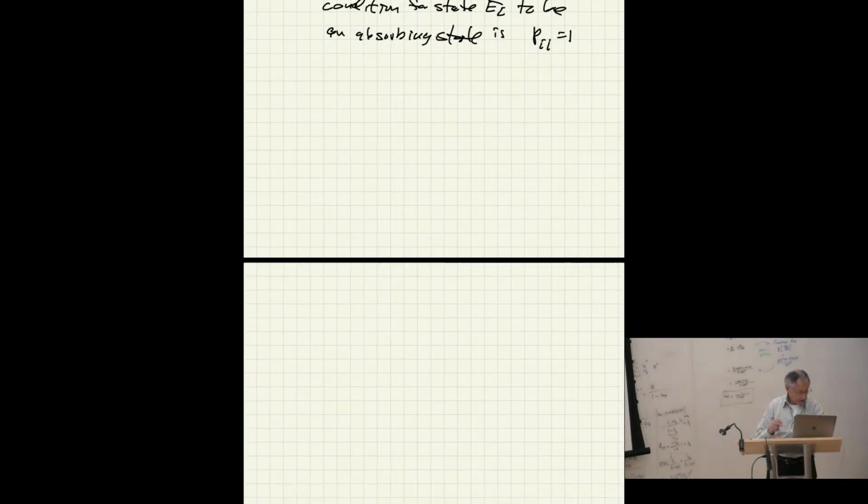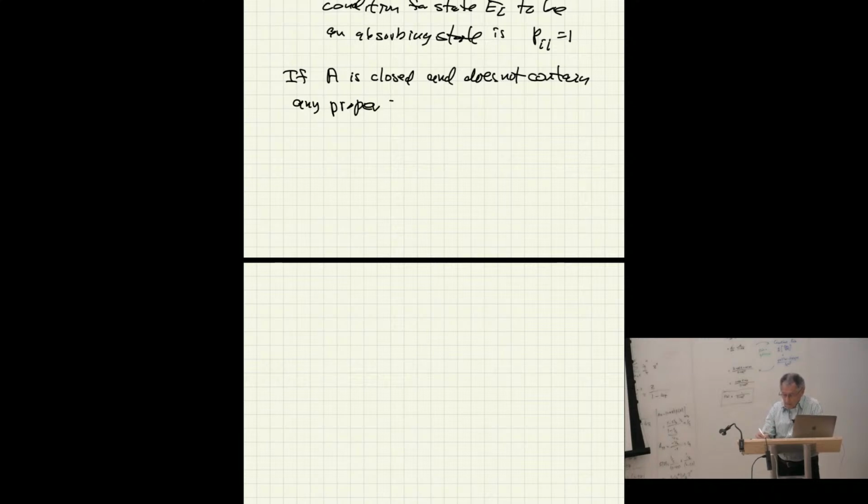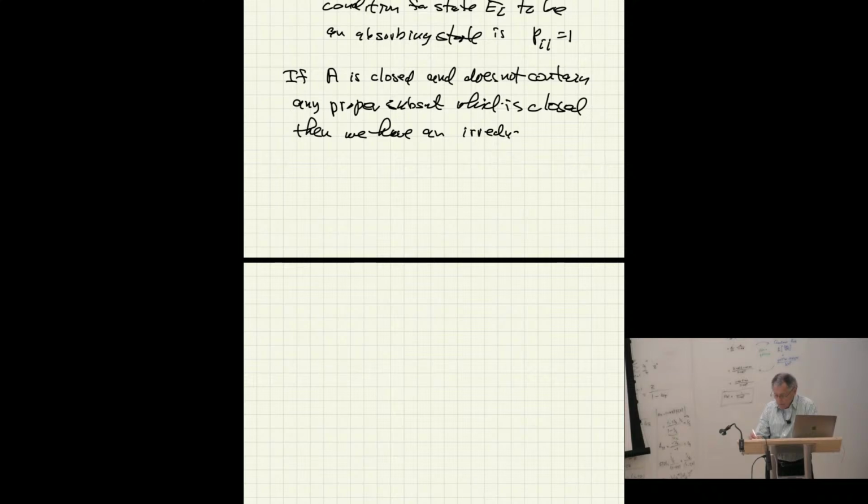So continue with some of these definitions now. If A is closed and does not contain any proper subset which is closed, then we have an irreducible Markov chain. Otherwise, the chain is reducible.